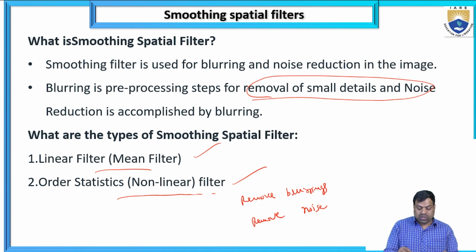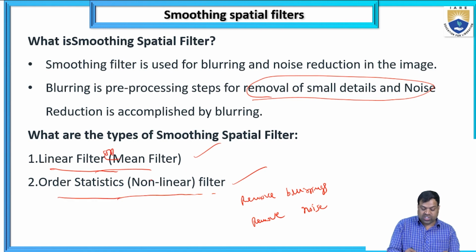Linear filter is nothing but a mean filter. Order statistic is nothing but a non-linear filter. So the linear filter is the mean filter, and the non-linear filter is the order statistic filter. In the previous slides we discussed what an order statistic filter is and what a mean filter is. Order statistic filters are of three types: minimum, maximum, and median. The mean filters are there too.